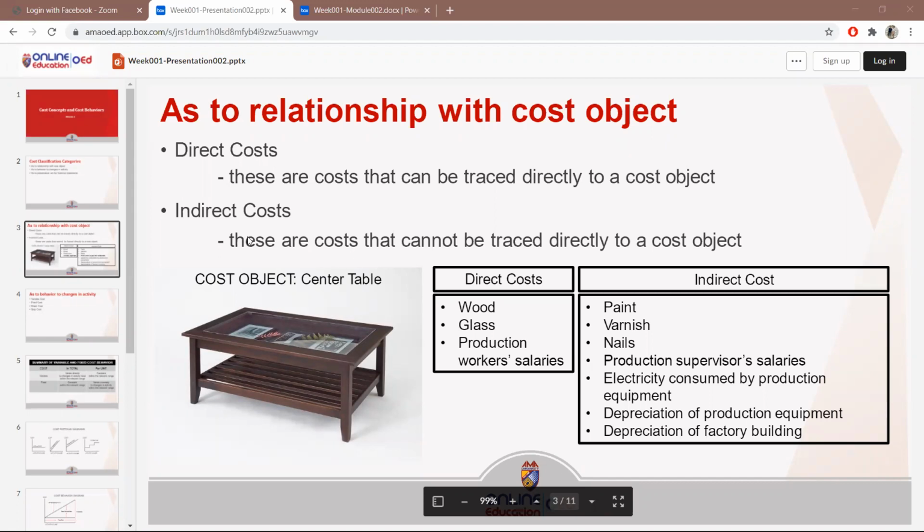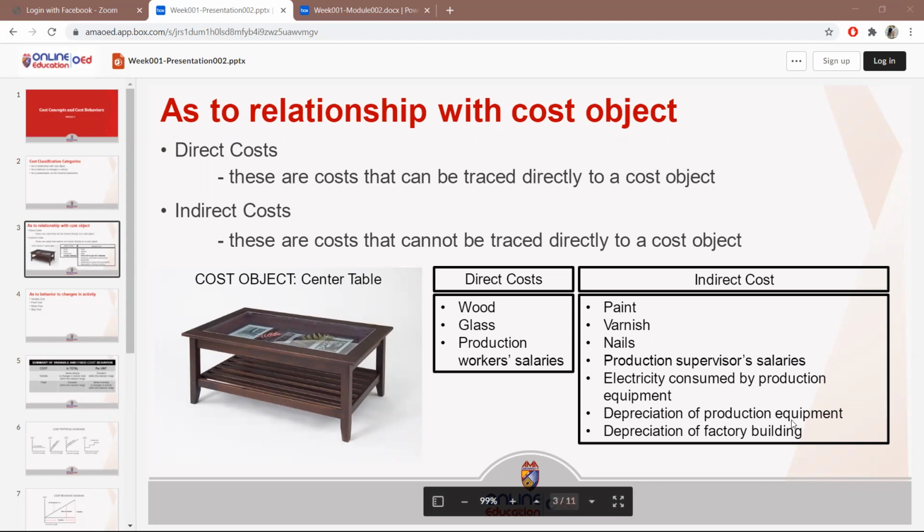For indirect cost naman, these are costs that cannot be traced directly to a cost object, like paint, varnish, nails, production supervisor salaries. Production supervisor salaries kay diri man hiya directly nga related han pag-produce good han product. I mean, diri hiya bagat per hour ang salary niya. And production supervisor is paid like monthly. So diri hiya directly related han product.